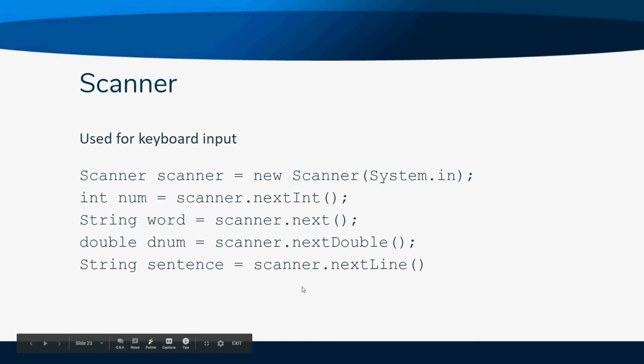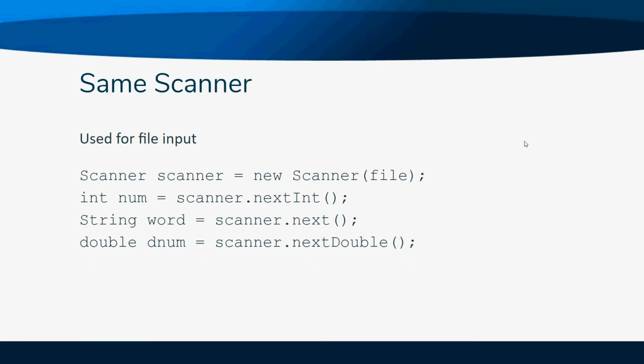Those methods are also used for files. The difference is instead of putting System.in here, you put your file. So either myfile, or you could actually say new File names.txt, something like that. So you'd swap that out, and I think I have that on the next slide. I do! Look at that! Here's the same exact code, but instead of reading from the keyboard, it's reading from your file.